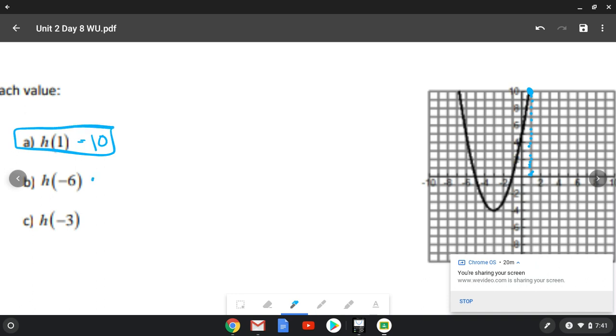If we go to negative 6 for my x value, where does it cross? Maybe right there is where it crosses. So that looks like it could be at, what do you guys think? 5? Looks like 5 to me. And the last one, negative 3. Ooh, it looks like it's at the bottom here. So how low is that? Looks like it's at negative 4. So those are my 3 answers for that.